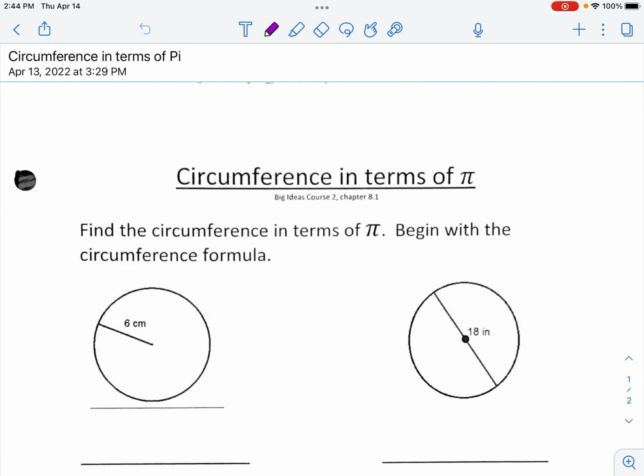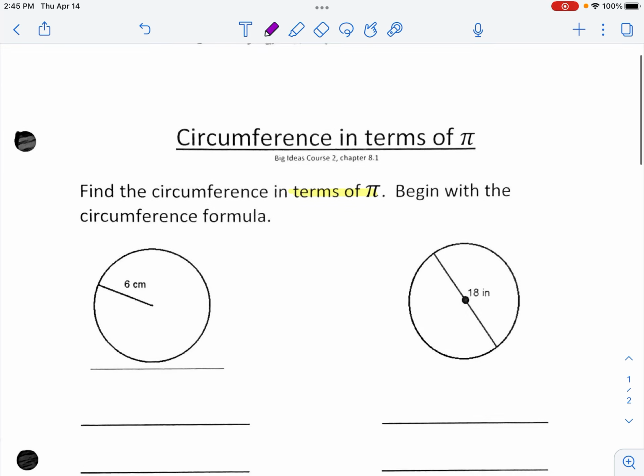Hello, today we're going to take some real quick short notes on finding the circumference in terms of pi. This is the same thing as finding the circumference, which is the distance around the circle. But when it says in terms of pi, we actually do not have to calculate 3.14 for pi. We're just going to use this as pretty much like an estimate, okay?